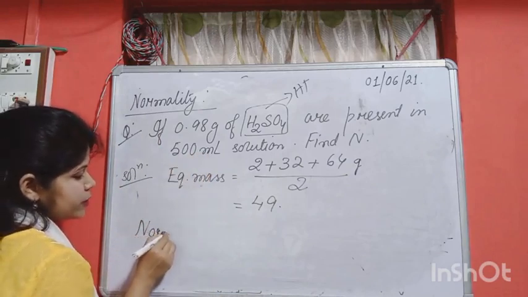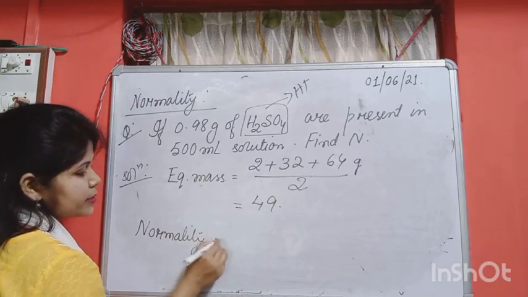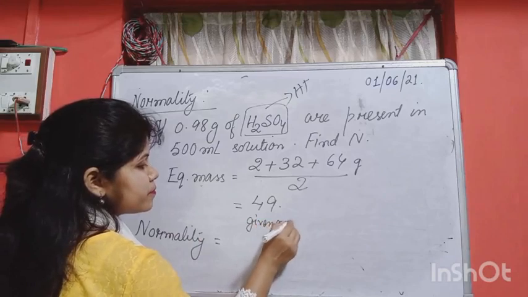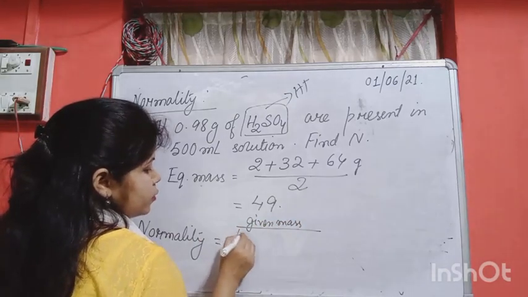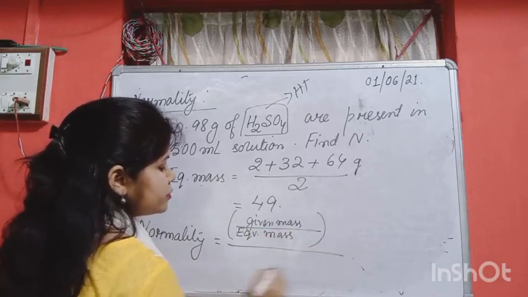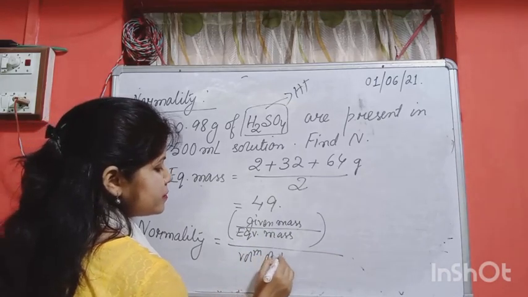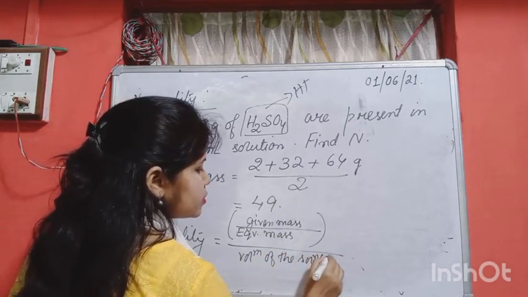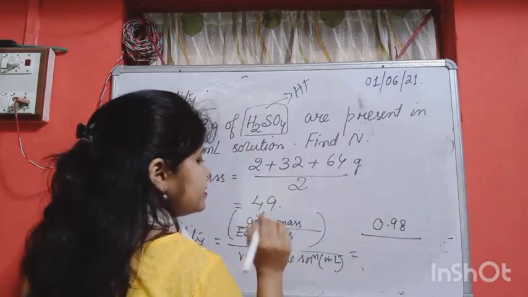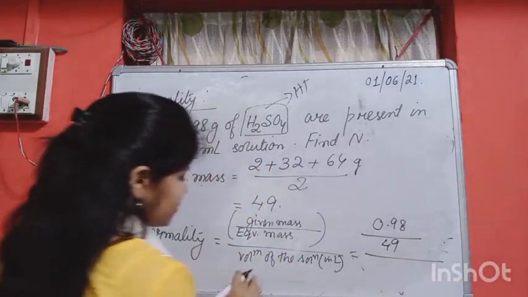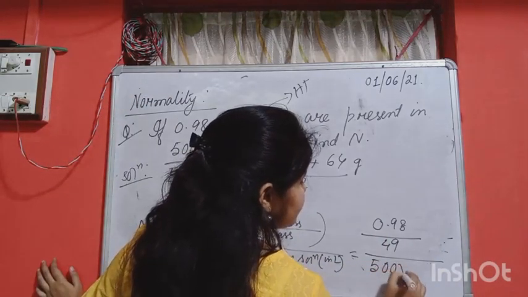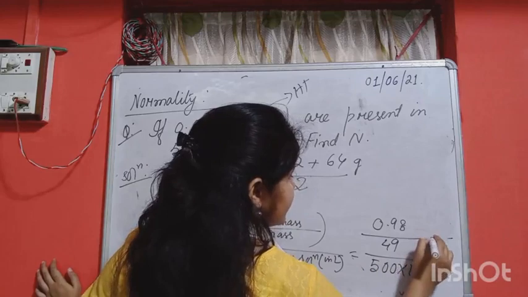So the normality formula: normality is equal to number of gram equivalent of solute. That means given mass by equivalent mass, that is the gram equivalent of the solute, divided by the volume of the solution in liter. So given mass is 0.98 gram divided by the equivalent mass, that is 49. Lastly, the volume of the solution in liter. So the volume is how much? 500 ml. So we will convert it into liter: 500 into 10 to the power minus 3 liter. And here it will be gram.